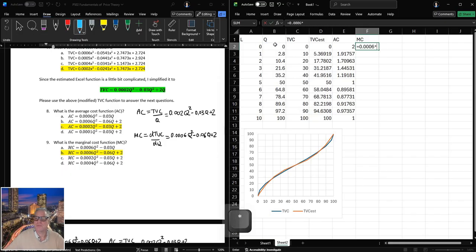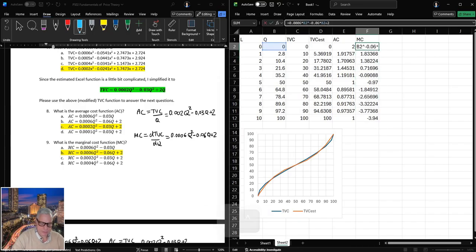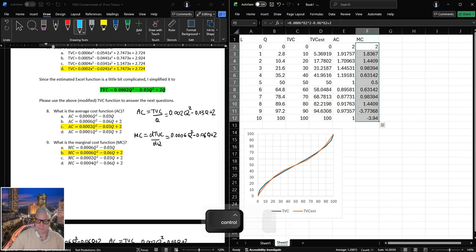Okay, the marginal cost is 0.1236 times Q minus 0.06 times Q plus 2. Okay, it looks like there's again a typo, 0.0006. Of course, I forgot the squared. Q squared minus 0.06Q. Okay, so now it should look correct. Okay, I think that looks correct.